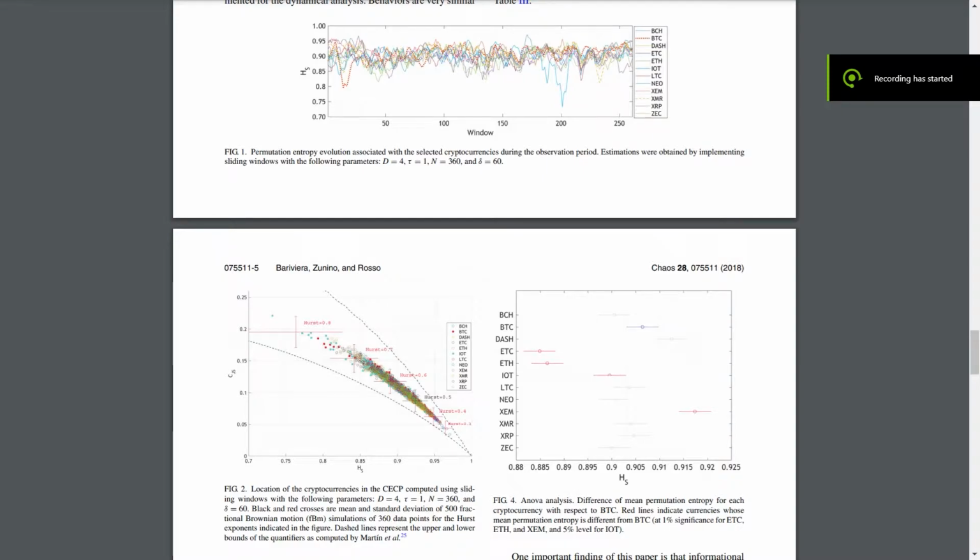The complexity entropy causality plane combines the measure of permutation entropy and statistical complexity, which is essentially a measure of how chaotic a given time series is, and in the context of a financial market this might be interesting as it can be used to measure how predictable a market is, which may be interesting for making investment decisions.